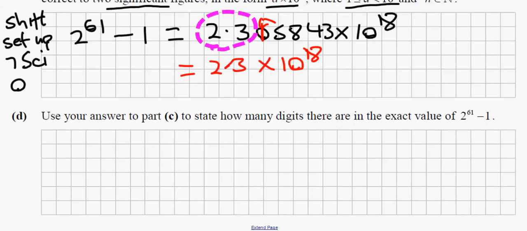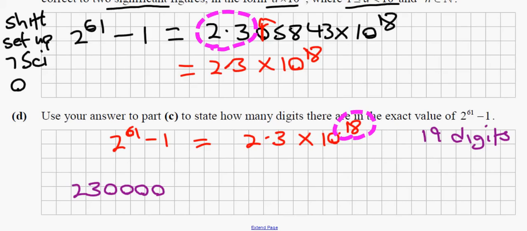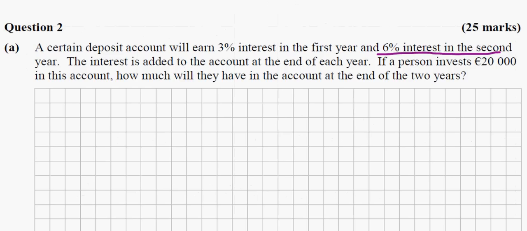Let's take the last answer, 2 to the power 61 minus 1, 2.3 times 10 to the 18. Now we have 18 in the power this time, add on 1 and that means we have 19 digits. Okay, and if we're to write it out, that's how big our number would be. 19 digits. Okay, next one.